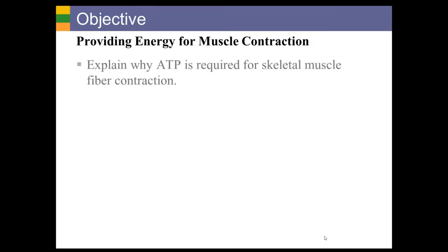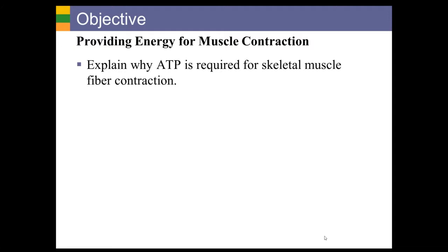Okay, so let's move on to our next topic. Our next topic is going to be about how energy is provided for muscle contraction. Obviously, energy is needed for muscle contraction. Energy, if you recall, is the capacity to do work, right? It's the capacity to do work. So energy is going to be needed for muscle contraction.